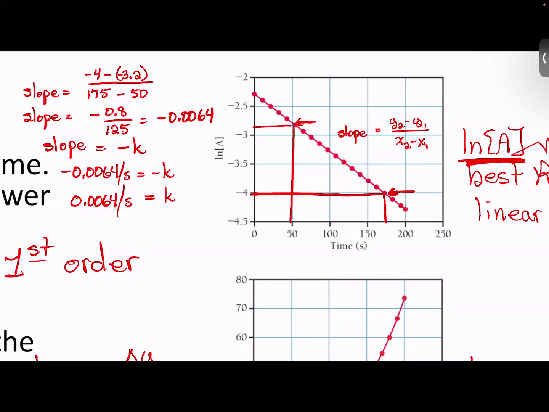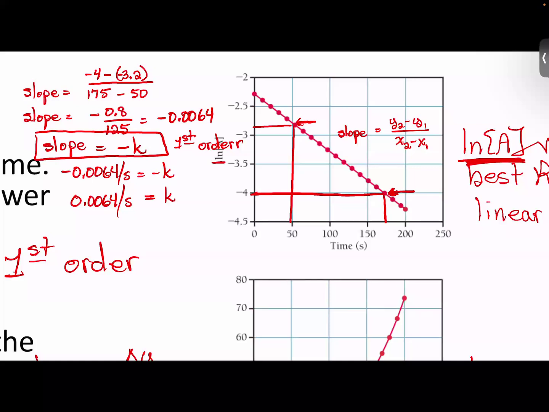Folks, some of this comes from algebra. Some of this comes from the fact that this is first order. And we know it is first order because it was the natural log. Questions?